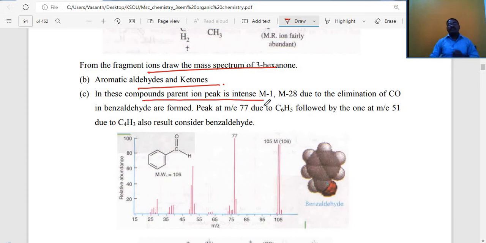Aromatic aldehydes and ketones. This compound's parent ion is intense. M minus 1 and M minus 28, due to elimination of CO, are formed in benzaldehyde. The peak at M by E 77 is due to C6H5, followed by the one at M by E 51 due to C4H3.